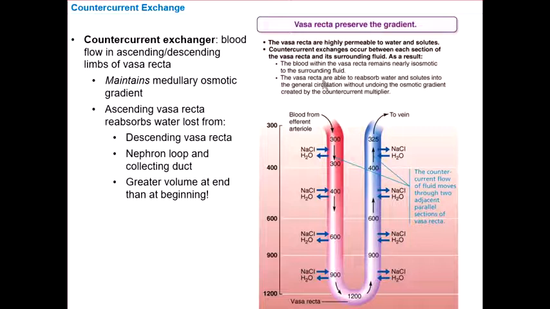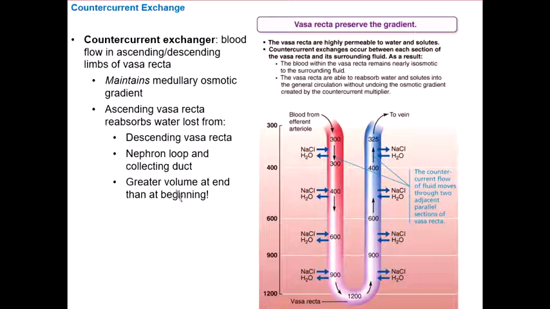And that's because the vasorecta are able to reabsorb water and solutes, like salt, into general circulation, and that's not going to undo anything, because we need the osmotic gradient to drive the urine production. So the capillaries are just basically taking and releasing based on gradients of whatever's available in the interstitial fluid.